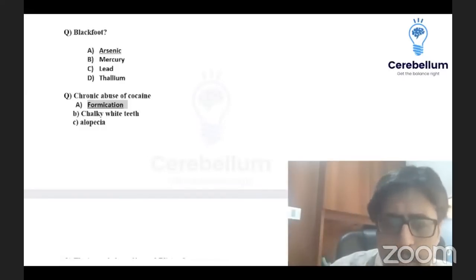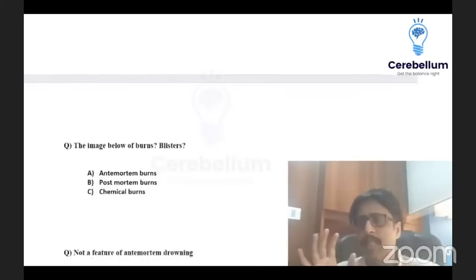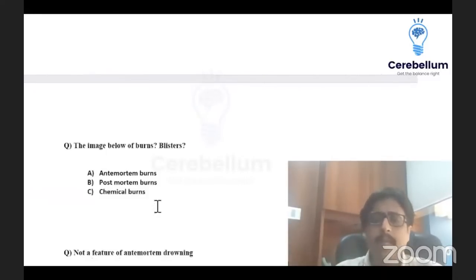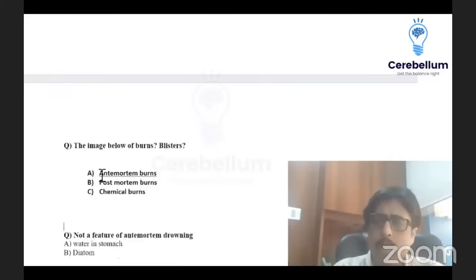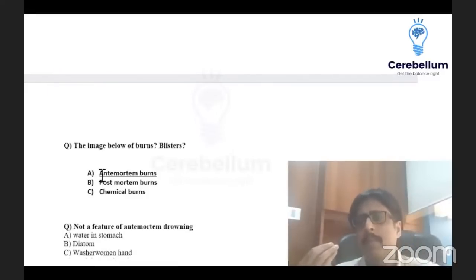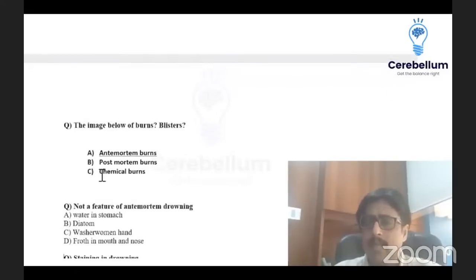Then I don't have the complete question, but some image of burns was shown. In case blisters were present, the answer will be antemortem burn, because in a chemical burn, blisters are not present. In post-mortem burns, blisters can be present, but they are very rare. The blisters in the antemortem burns in this image had serous fluid. In post-mortem burns, it will not be serous fluid. It will simply be thin tear fluid.